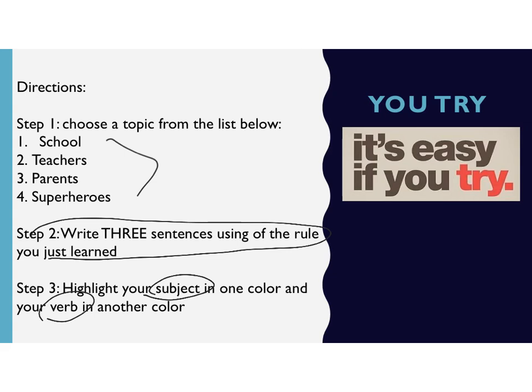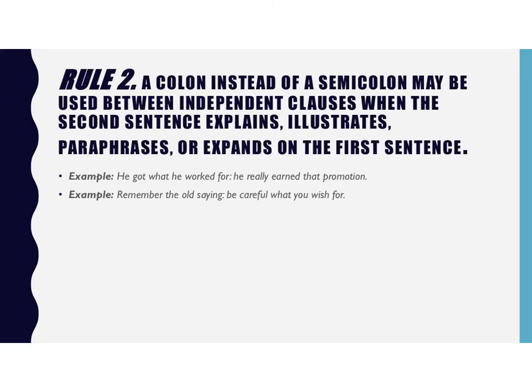If you look back over here, this is the one that you may not be familiar with, and it's the harder one, and it's the one you're going to see most often in class because it's the one tested on the ACT. A colon is used instead of a semicolon between independent clauses when the second sentence explains, illustrates, paraphrases, or expands on the first sentence.